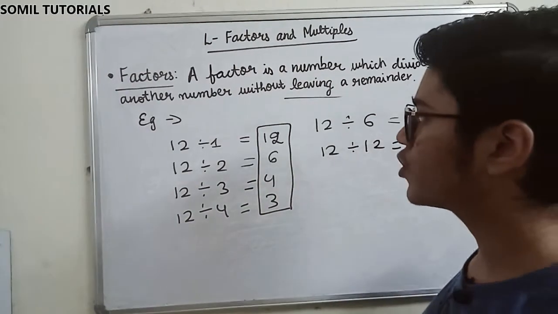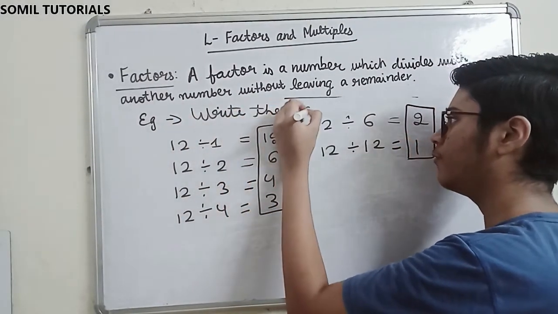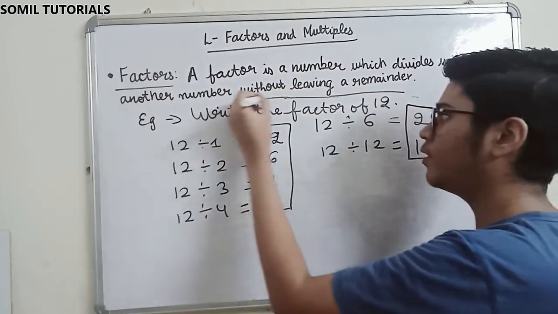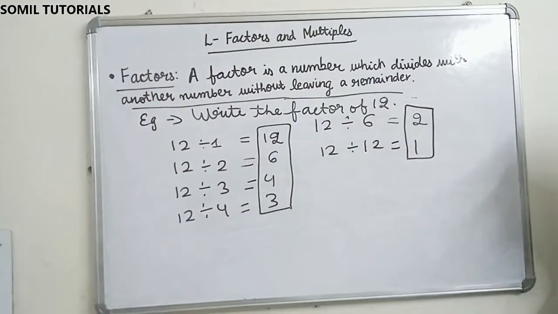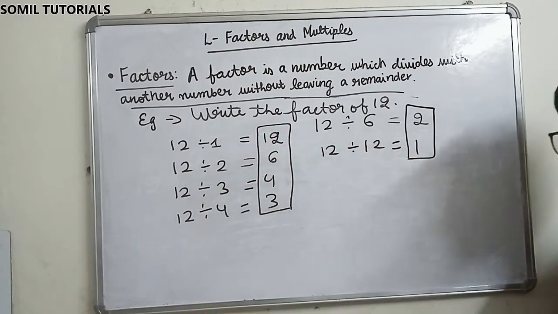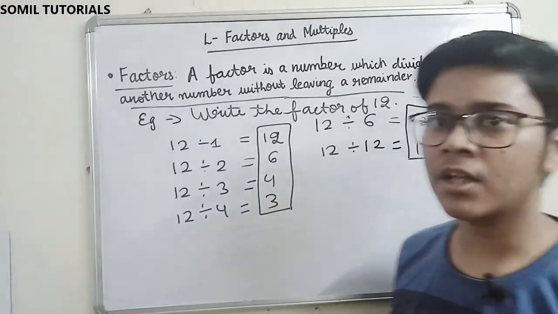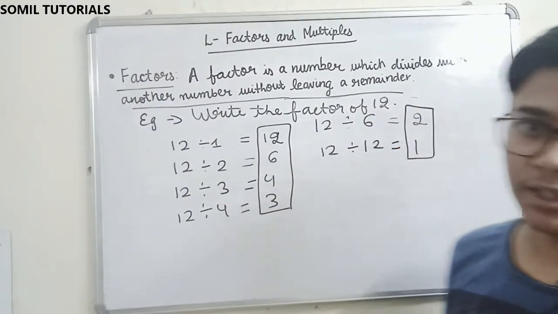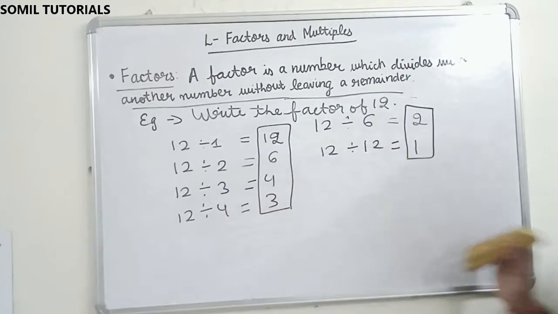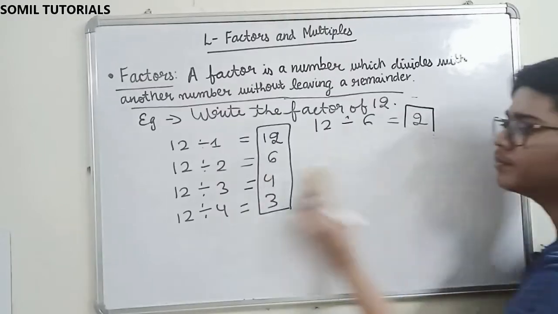If the question is asked, write the factors of 12, you will represent your answer in this way. First of all, you will show numbers 1, 2, 3, 4, 5 and so on. The numbers that come in the table of 12, we are writing only those. Because if a number does not come in the table, we cannot write that number. Understood? Let us move to another example.